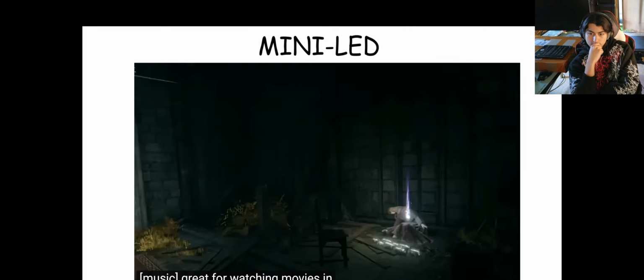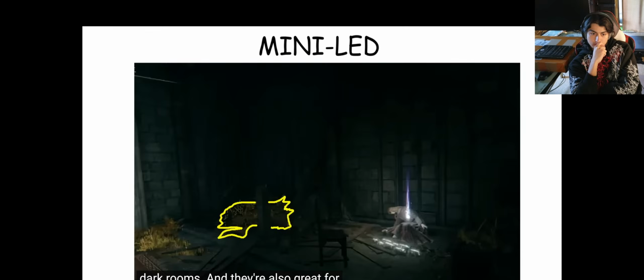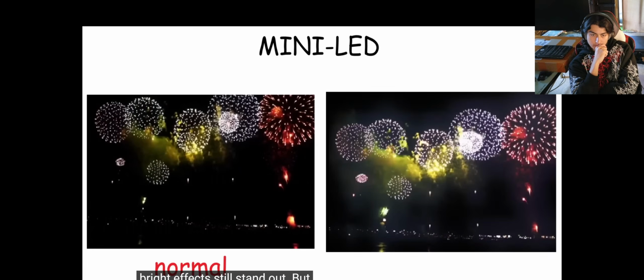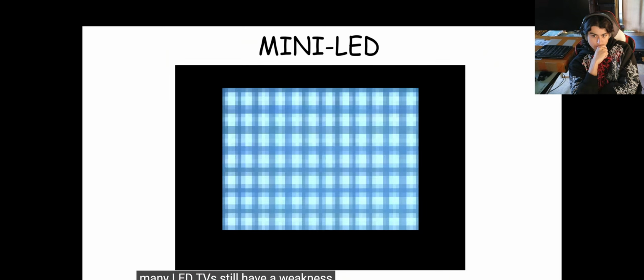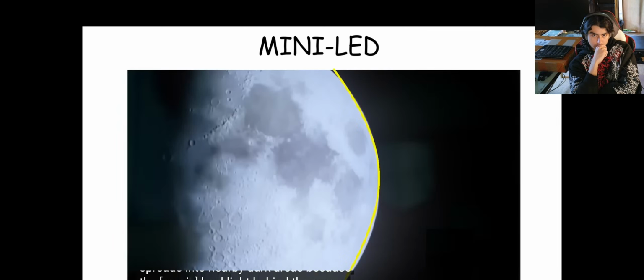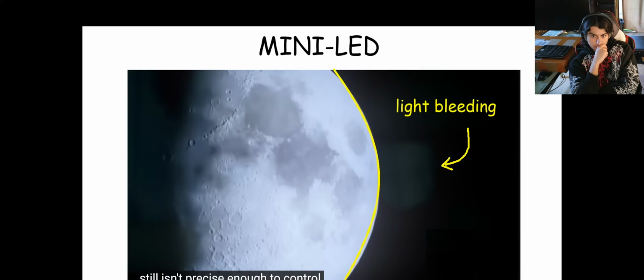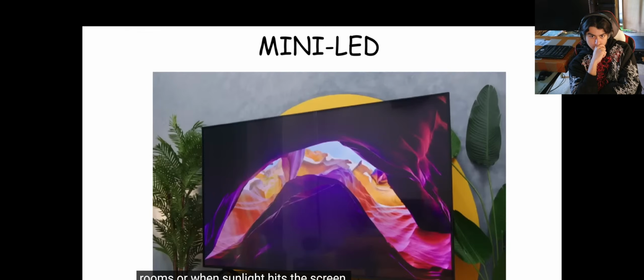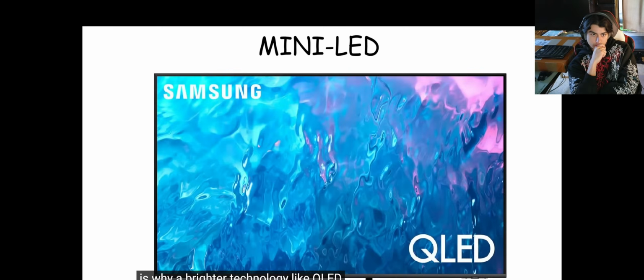And they're also great for gaming, since details and enemies in dark scenes are easier to spot, while bright effects still stand out. But despite being this advanced, Mini LED TVs still have a weakness called blooming. This is when light spreads into nearby dark areas, because the backlight behind the screen still isn't precise enough to control light properly in dark scenes. Another weakness is that in very bright rooms, or when sunlight hits the screen, dark details can be harder to see. This is why a brighter technology like QLED exists.